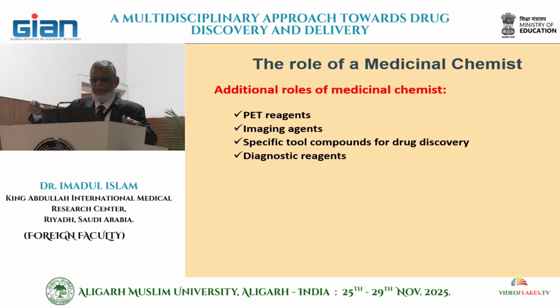In addition to that, we have some more roles, which is called PET reagent, or positron emission tomography reagent. It is an imaging agent, like if somebody has some kind of disease where imaging is required, as a chemist we develop imaging agents also. We develop specific tool compounds for drug discovery also. If you need a compound which can be used for some purpose, we can design it, and we can at least suggest it. And diagnostic reagents: diagnostic labs are there, and most of the molecules, compounds or tests which are used there may be developed by the chemist. So that's the role of the medicinal chemist.